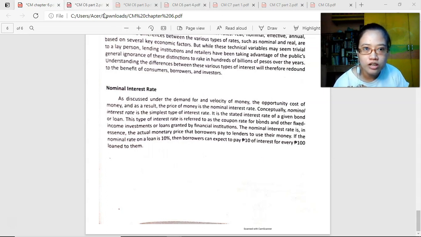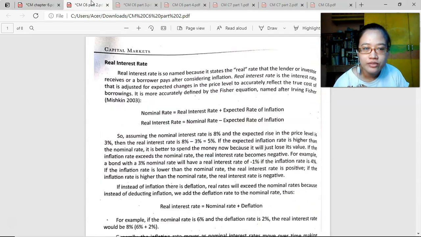Continuation yan, dito sa kabila. Wait lang. Ayan. Yung kasunod, real interest rate. Ito naman yung, it is so named because it states the real rate that the lender or investor receives or a borrower pays after considering inflation. Ayan, so another consideration din pala yung inflation. Real interest rate is the interest rate that is adjusted for expected changes in the price level to accurately reflect the true cost of borrowing.